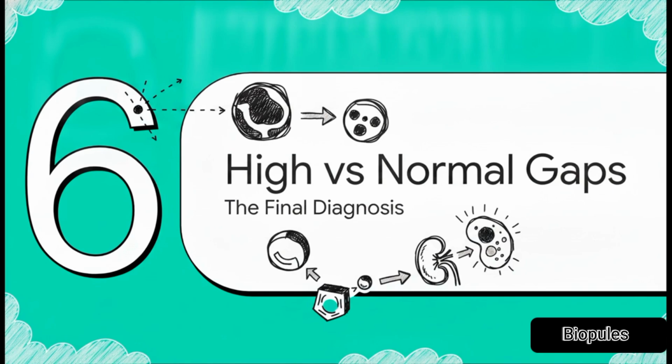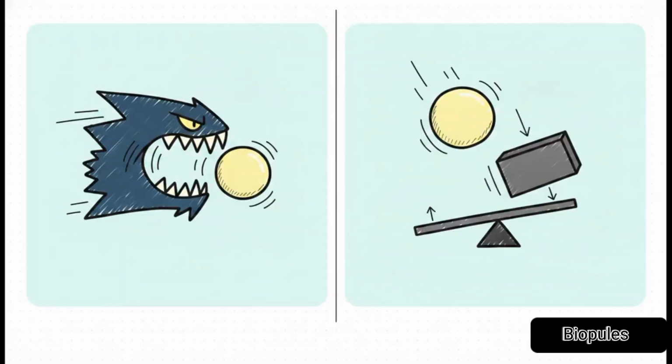Finally, Section 6, high versus normal gaps, the final diagnosis. All right, once we have our safely corrected number, we can finally split our metabolic acidosis into two distinct pathways. And this side-by-side contrast is huge for both your exams and your actual practice. A high gap means extra newly introduced acids are actively eating up your bicarb. The acid basically dumps hydrogen ions into the blood, and your bicarb sacrifices itself to neutralize them. This shrinks the measured bicarb and widens the gap.